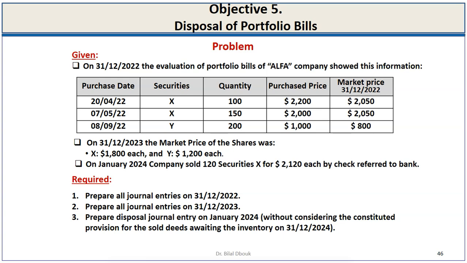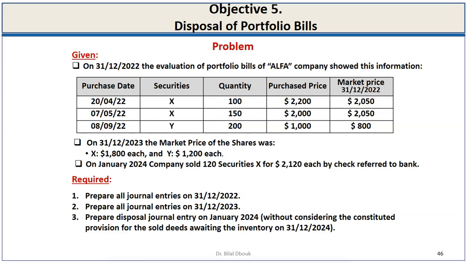We have on 31/12/2022 the evaluation of the portfolio bills of Alpha Company showed this information. Purchase dates are in year 2022. On 24/2/2022 we have securities X, quantity 100, purchase price $2,200, and market price $2,050. On 7/5/2022 we have also securities X at a different quantity and different price, 2,000. Also the market price was the same, 250. And on 8/9/2022 we have a different security Y of quantity 200, purchase price $1,000, market price 800.